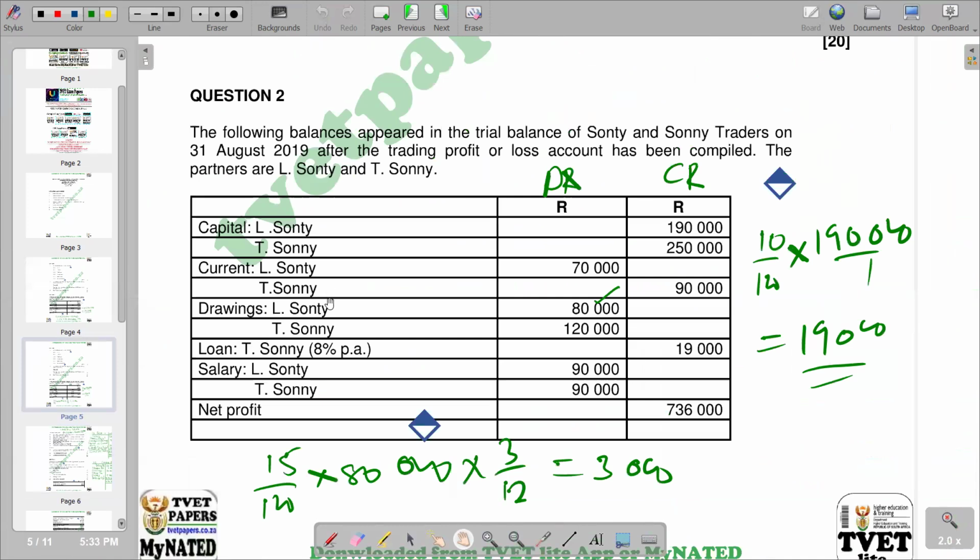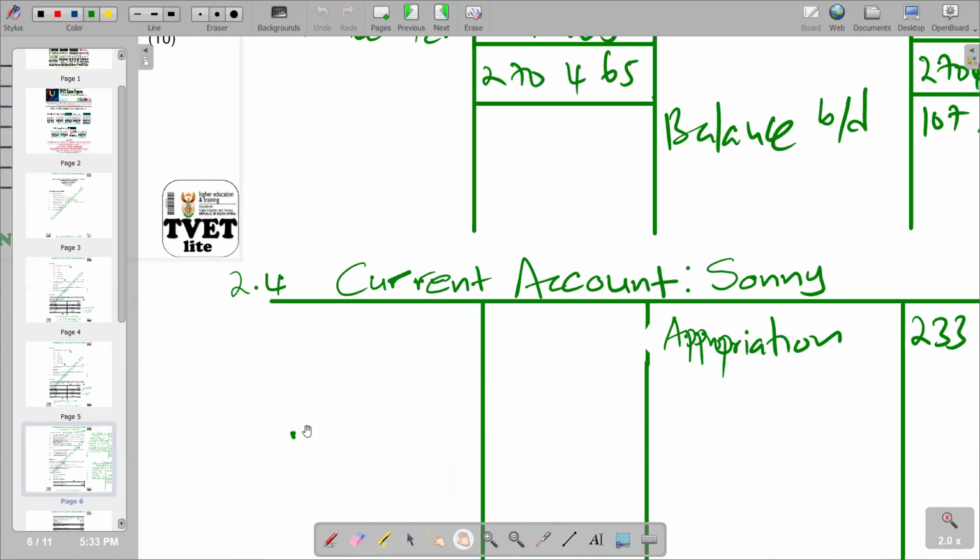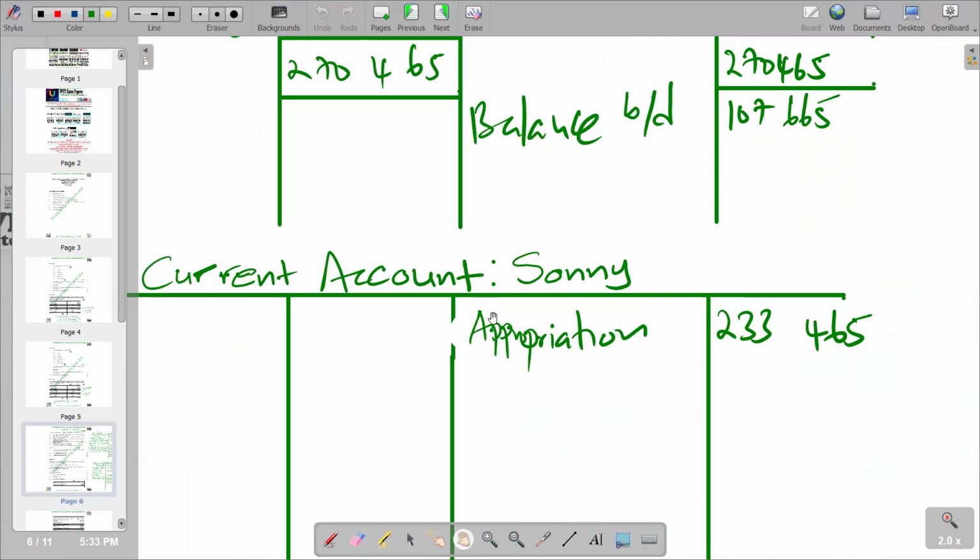Current account, you see that for Sonny, we have got a credit balance, 90,000 is the opening balance, which is going to be our balance BD. So we go to the credit side and indicate our balance BD. We are saying balance BD. And the figure that we have there is 90,000 for Sonny.